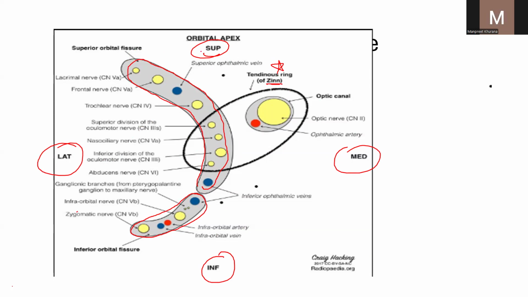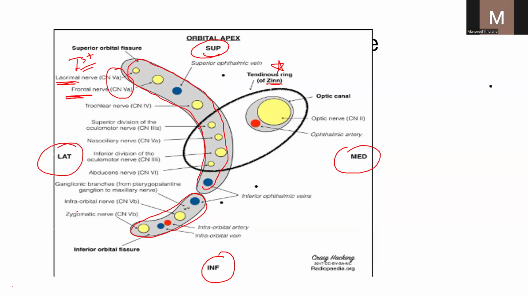Now, if we see the superolateral aspect, the various structures passing through the superior orbital fissure are the lacrimal and frontal nerves. Now, these lacrimal and frontal nerves are part of the ophthalmic division of the trigeminal nerve. So this is the first division of the trigeminal nerve. That is why it is written as V1. Okay. So these are the lacrimal and the frontal nerves which pass through this superolateral aspect.